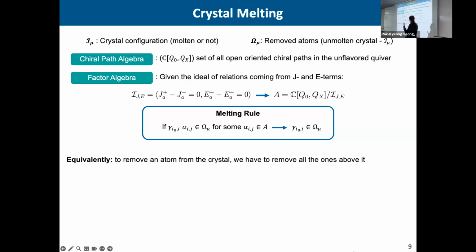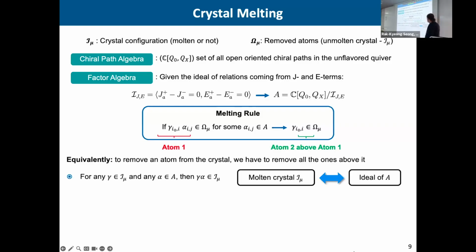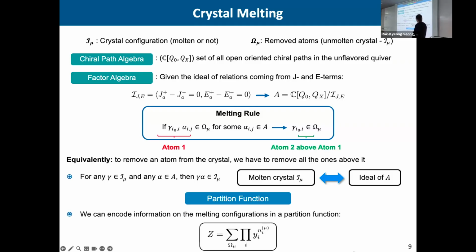So this is the usual story: to remove an atom in the crystal, you have to remove all the ones that are above it, and being above it is determined by having a chiral field connecting them. That's it. Very good. So molten crystals correspond to ideals of the algebra and so on.